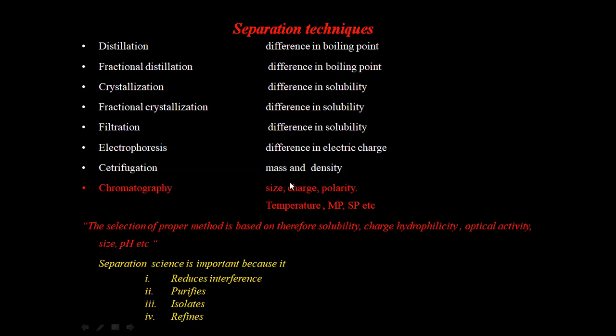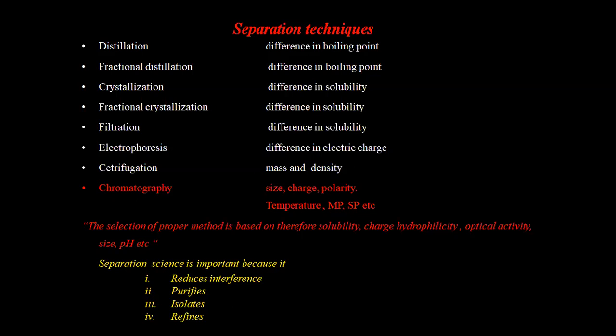Chromatography can use size, charge, polarity, difference in temperature, mobile phase concentration, and it can even use different stationary phases. So you have so many possibilities to bring out the separation of complex mixtures. Even optical isomers can be separated by using chiral chromatography, which is not possible by any other method. Such a beauty of the chromatographic technique appears because there are a large number of parameters that can be varied.